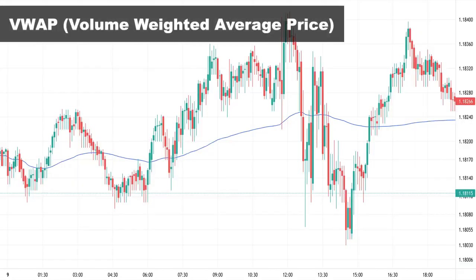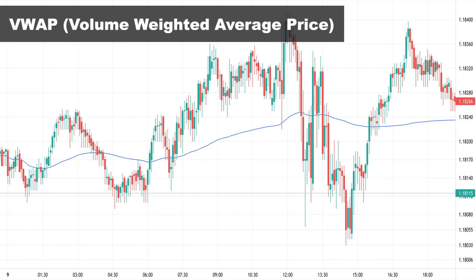The first one, VWAP, Volume Weighted Average Price, one of the best and most effective and commonly used indicators for intraday trading. It's an overlay indicator on the price chart, kind of similar to moving average, but it's totally different. And as the name indicates, volume also plays a role in this indicator.